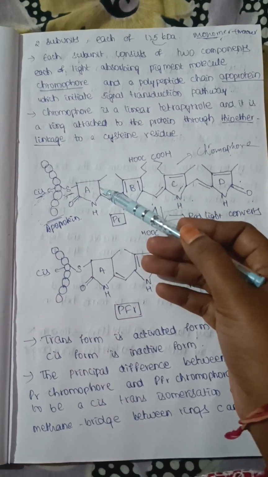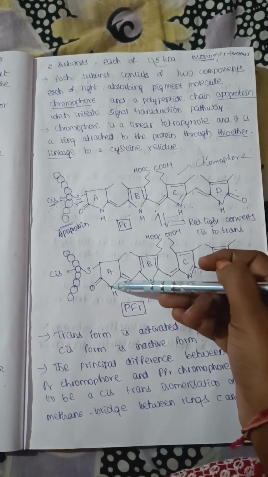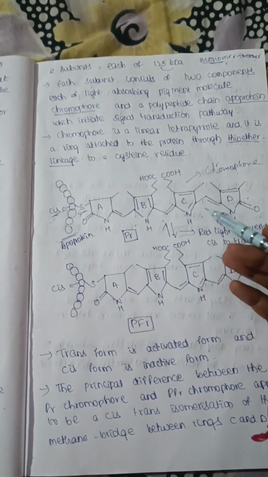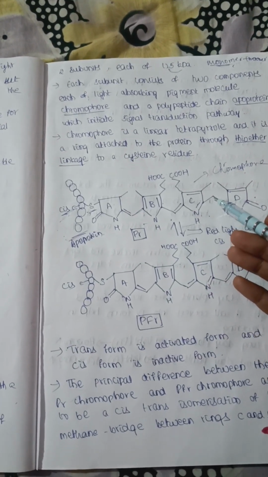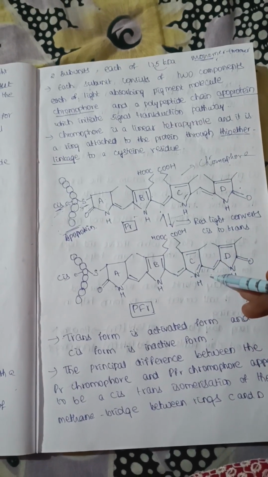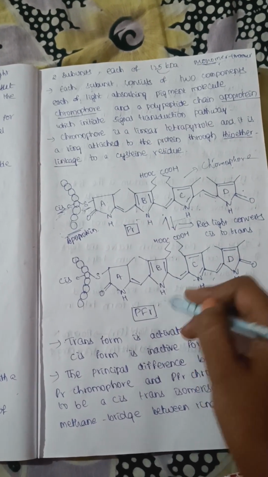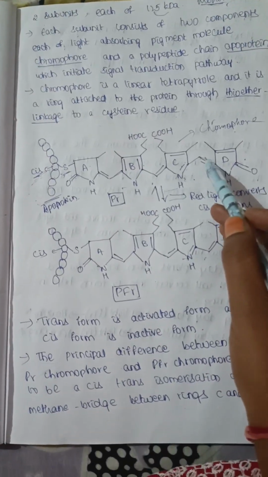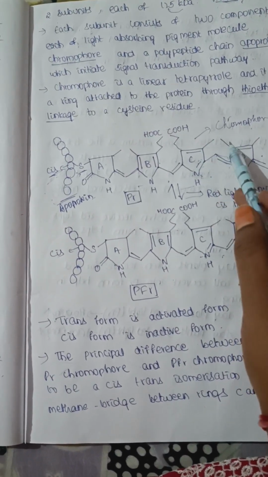And so we have said that it exists in PR form and PFR form, right? The main difference in the structure is that in PR form it exists in cis form, and in PFR form it exists in trans form. This is PFR form and this is PR form. So here it exists in cis form, right?